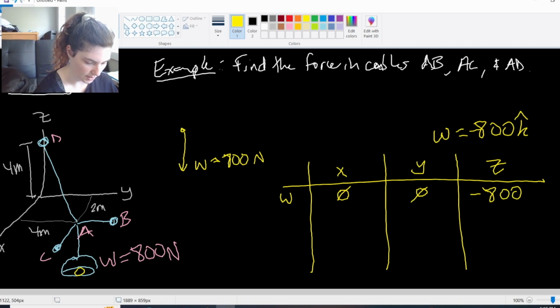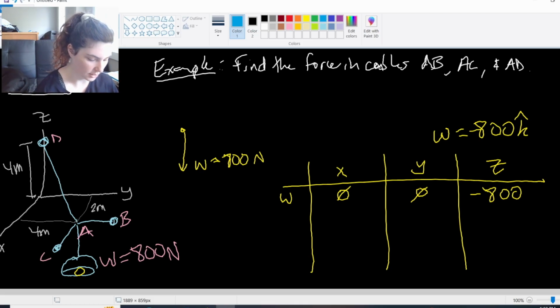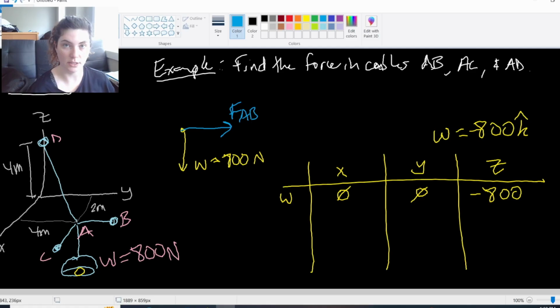Finish out my free body diagram here. I have my cable AB, which is located entirely in the Y direction. It does not move up or down in the Z at all, or in the X direction. It is entirely in the Y direction. This is the force in cable AB, entirely in the Y direction. So I would write that in the positive Y direction, I might add.